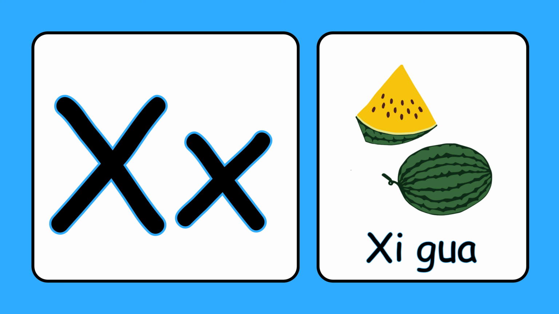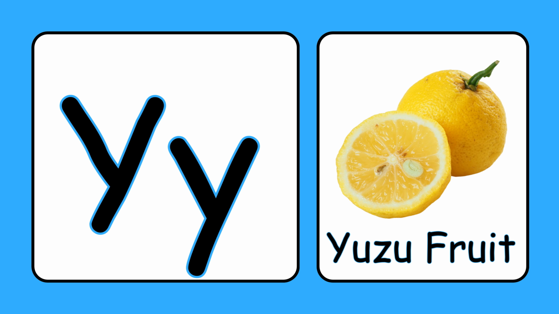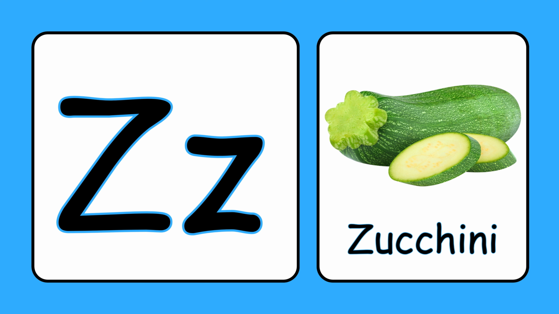X as in chigua. Y as in yuzu fruit. Z as in zucchini. And now, Little Smarties, can you repeat after me?